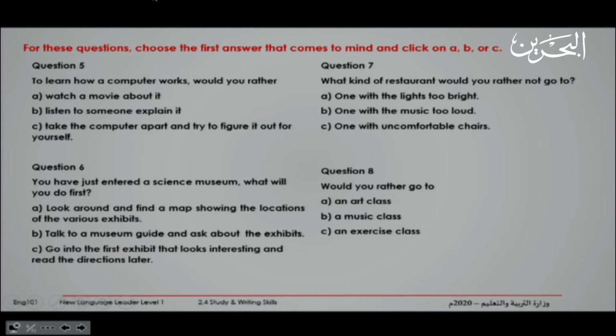Question 7. What kind of restaurant would you rather not go to? A. One with the lights too bright. Note that we're talking about the restaurants you'd rather not go to, all right? So A, one with the lights too bright, B, one with the music too loud, or C, one with uncomfortable chairs. Question 8. Would you rather go to an art class, a music class, or an exercise class?